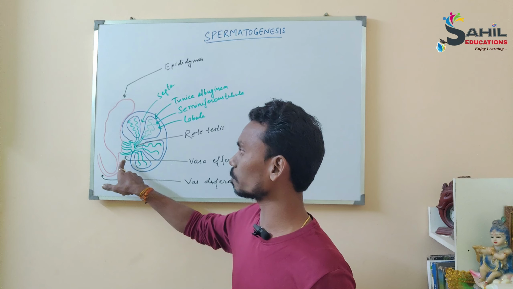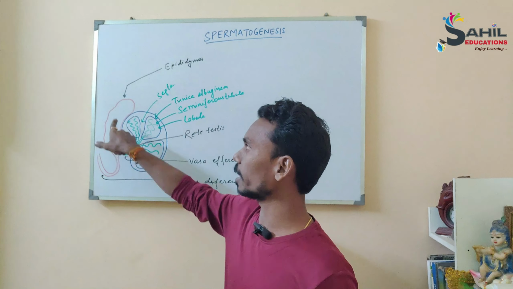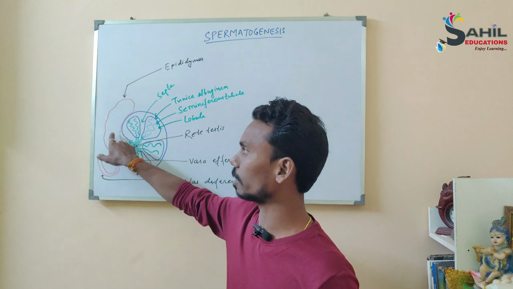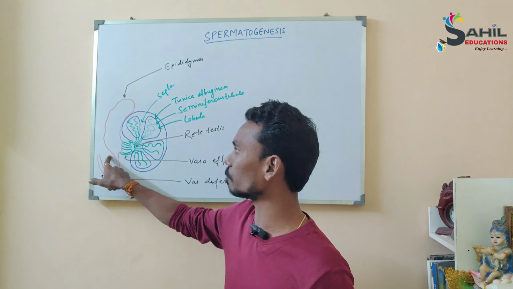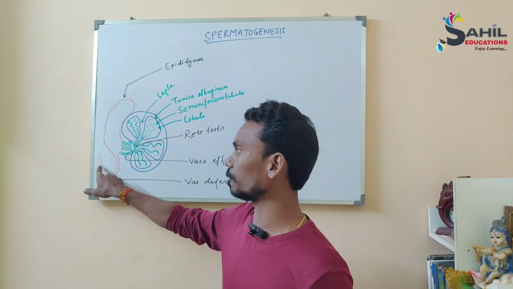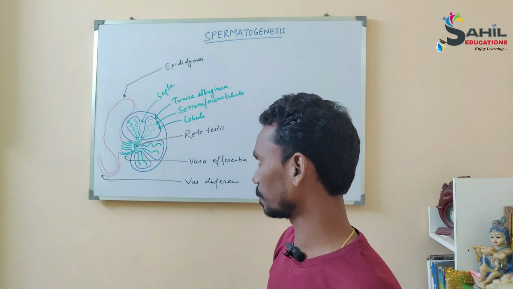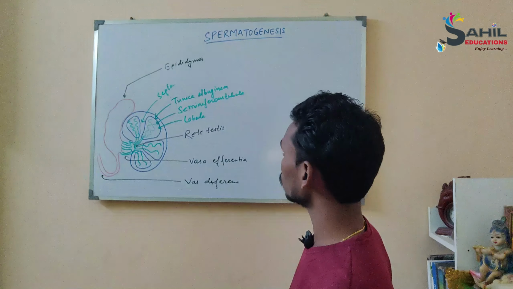After the rete testis, the sperms enter into the vasa efferentia, and then into the epididymis. The epididymis has 3 parts: this one is the head, this one is the body, and this one is the tail region of the epididymis. After the epididymis, sperms enter into the vas deferens. So let's discuss this seminiferous tubule.